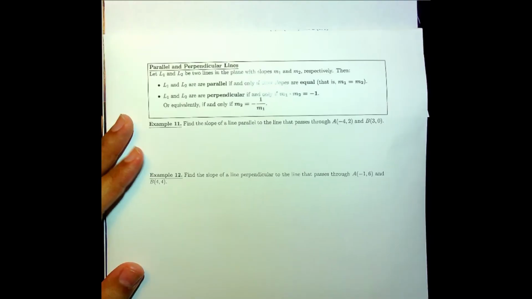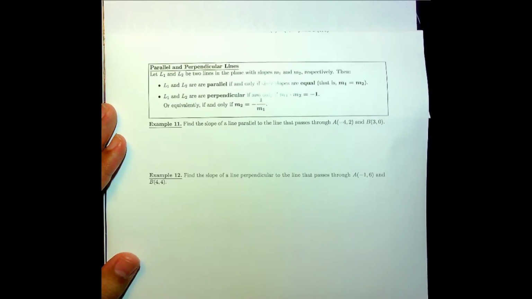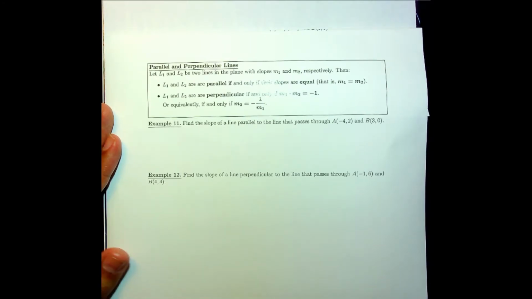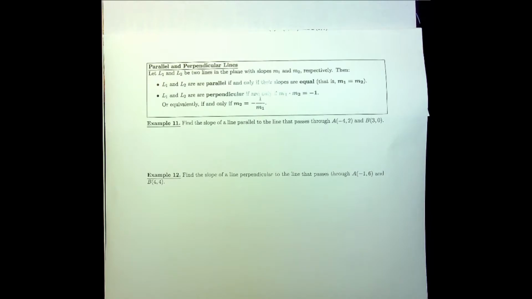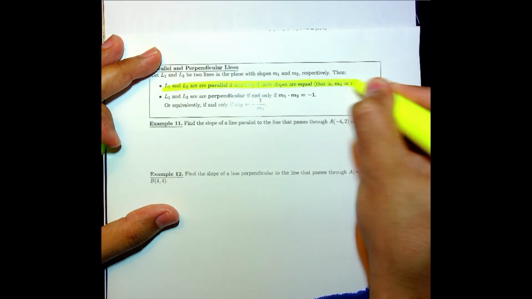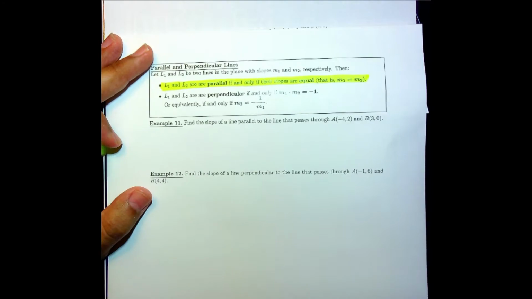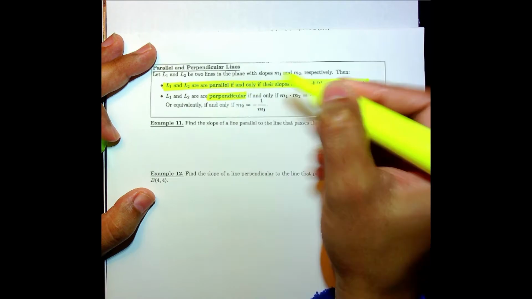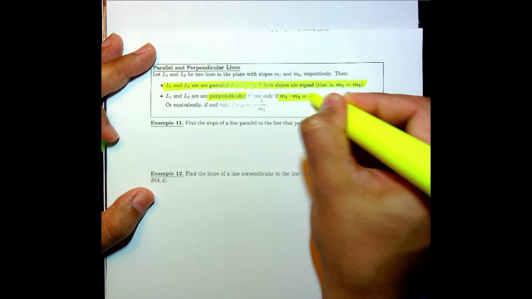Okay, we had a couple of examples left from lesson 14, and they had to do with parallel and perpendicular lines. So if we have two lines, we say that the lines are parallel if they have the same slope, if their slopes are equal. Two lines are parallel if their slopes are equal. And we're going to say that they are perpendicular if when you multiply them together, you get -1.